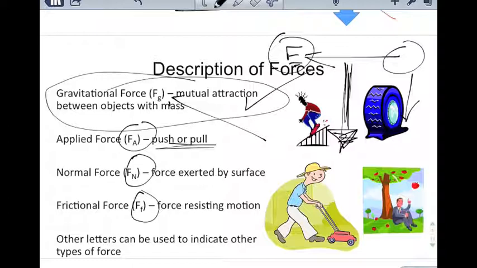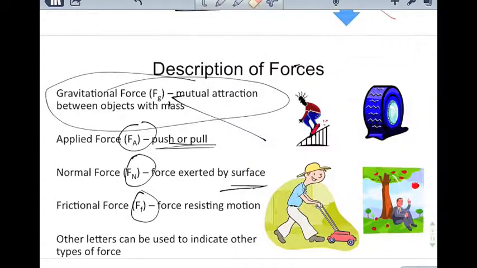It's any sort of applied force, which means it's a push or a pull by something else. The normal force is the force that's exerted by the surface. So, if you take a look at the examples that we had before, we said, okay, there's a box that's on a table. Why doesn't the box go through the table?